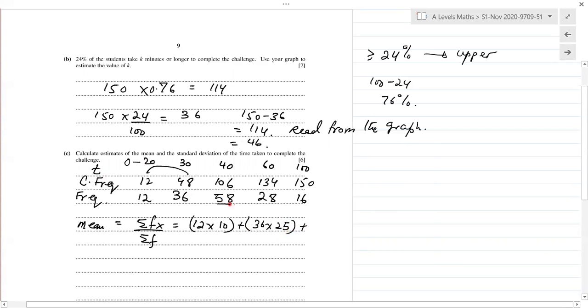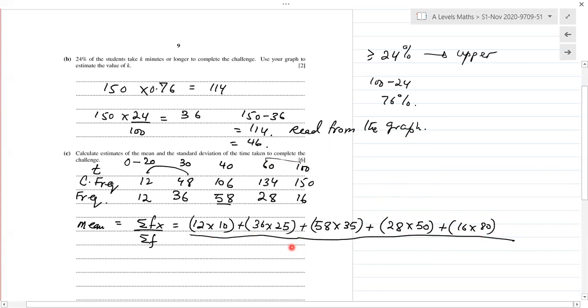For the next one, we have frequency as 58. So we have 58 multiplied by the average of these two, 30 and 40, which is 35, plus then we have 28 multiplied by the average of 40 and 60, which is 50. Average or the midpoint is the same thing. You're adding them up and dividing by 2. Then the last, you have frequency of 16, and you have 60 to 100. So that's 160 divided by 2. So that's 80. So this is your sigma fx.